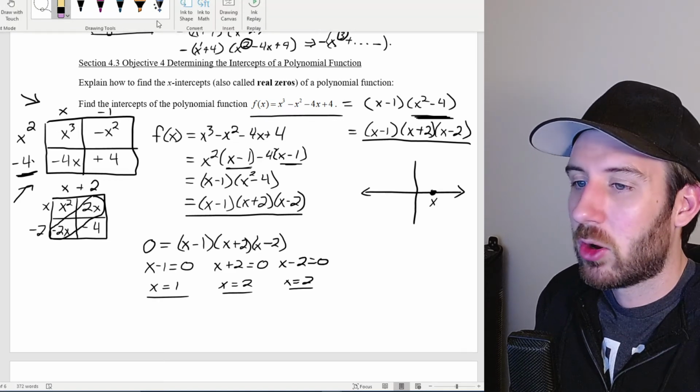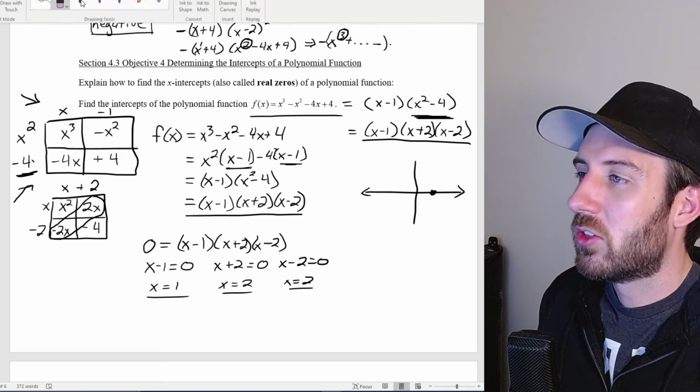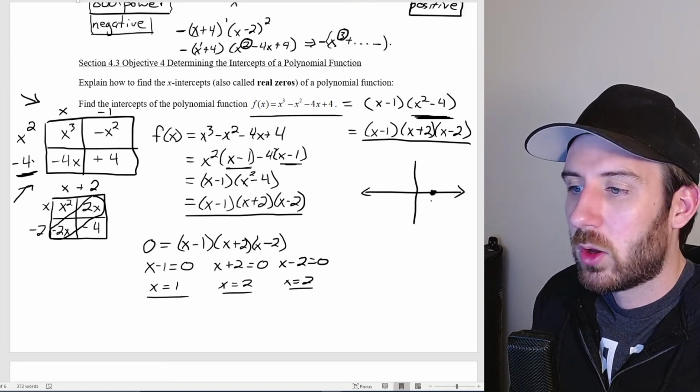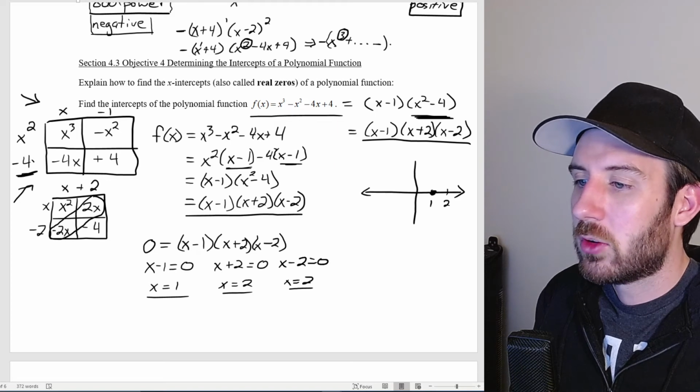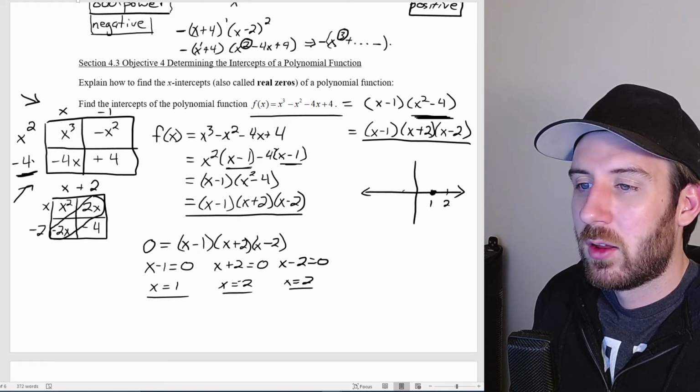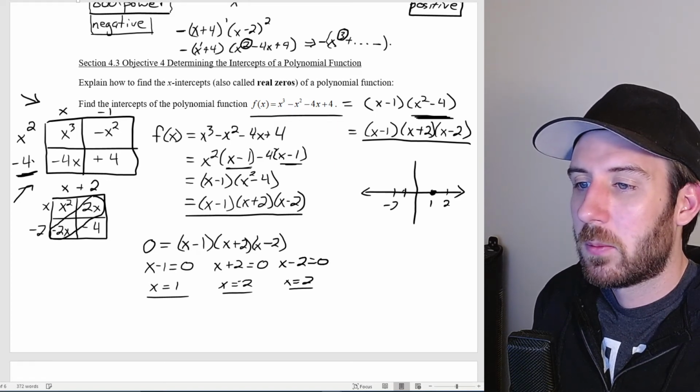So we could even plot those in, right? If we wanted to keep a sketch going just for our own reference, we could sketch that all in. X equals 1, x equals 2, x equals, oh, -2. Here you go, -2 right there. And so we'll put that in, -2 right here.